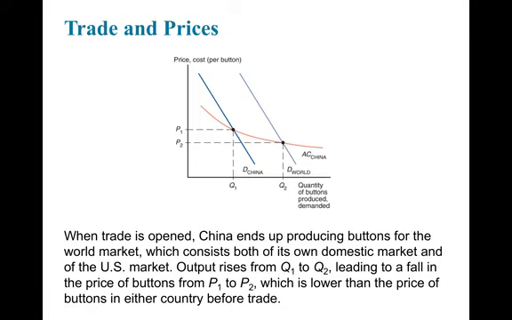So opening up trade leads China to produce buttons for the world market, which consists of its own market and the US market. Output rises and price falls. And the price is lower than the price of buttons in either country before. Let me repeat that because these are the main lessons and the fundamental difference from the models we have studied previously.